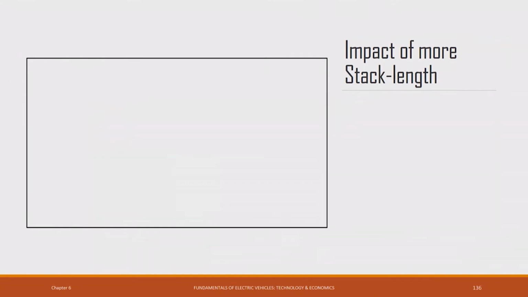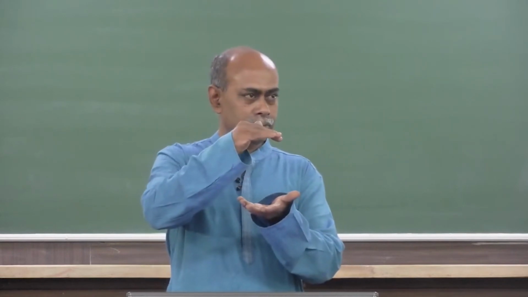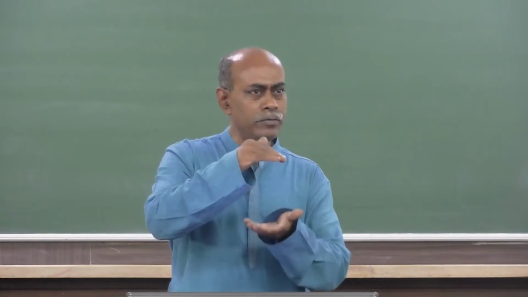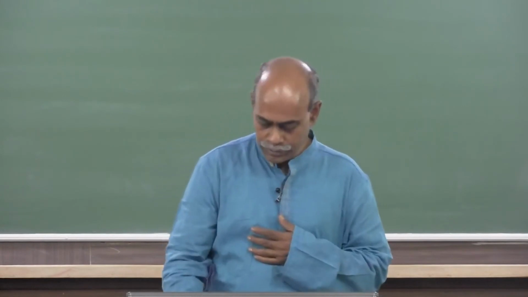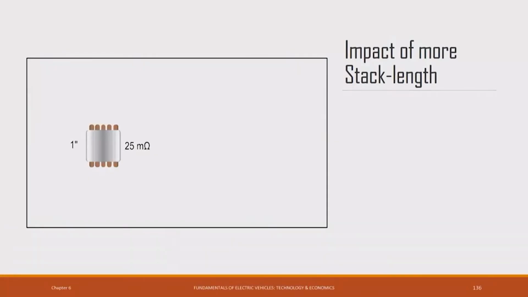Similarly, another thing that I can do is, if I have a motor of a certain size, I can make it a little longer. What will happen if I make it longer? That is what we will see here now. So, this is a motor with a stack length of 1 inch, it has a resistance of 25 milliohms. If I make it 2 inches long, the resistance will be doubled.